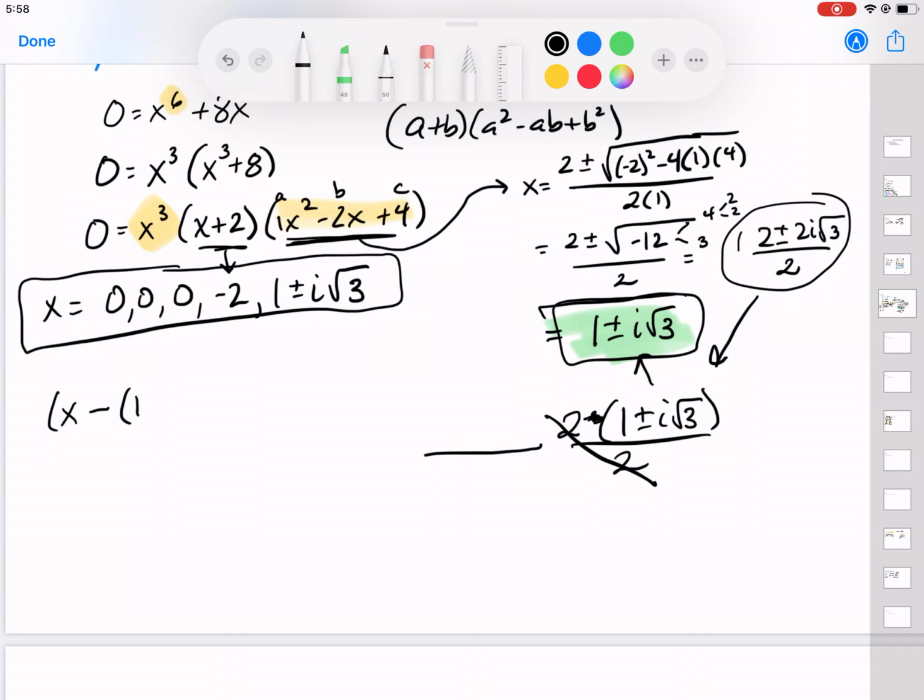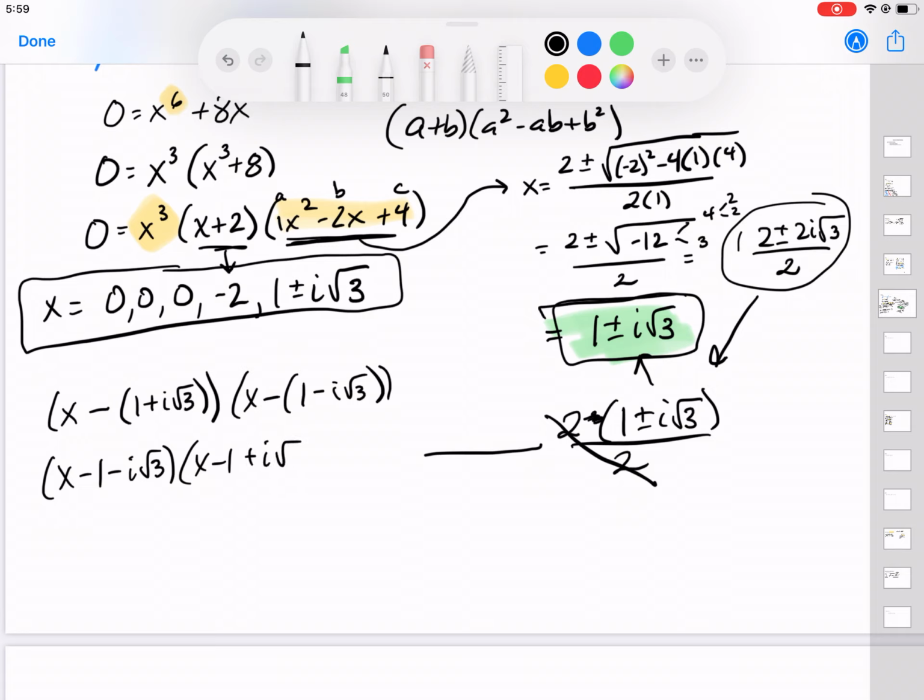It's because it's not in a fraction. So we've got 1 plus i square root of 3. And then x minus 1 minus i square root of 3. So your solution, if you distribute, would be x minus 1 minus i square root of 3 and x minus 1 plus i square root of 3.